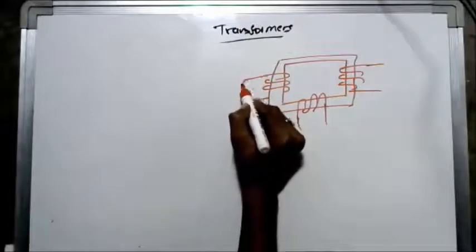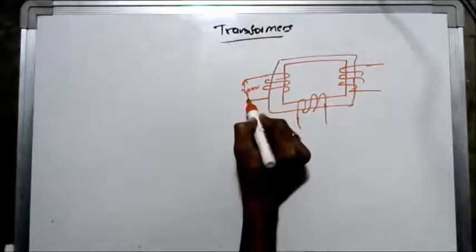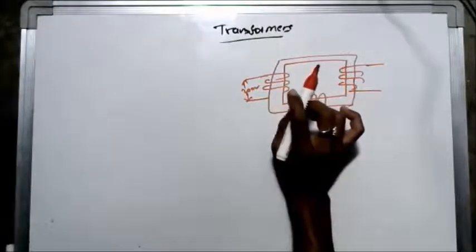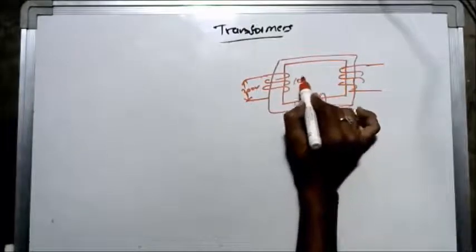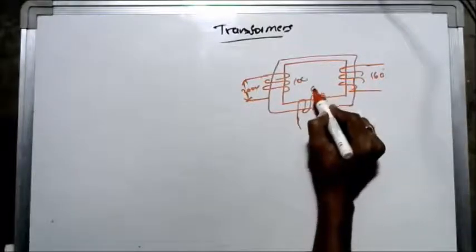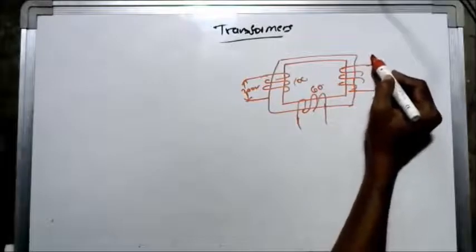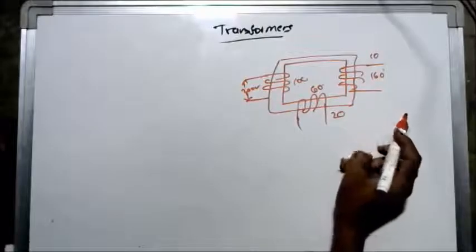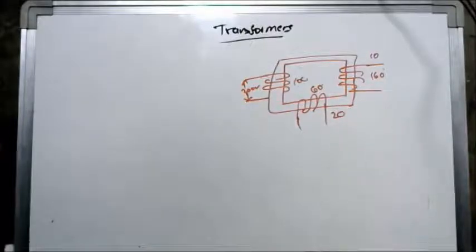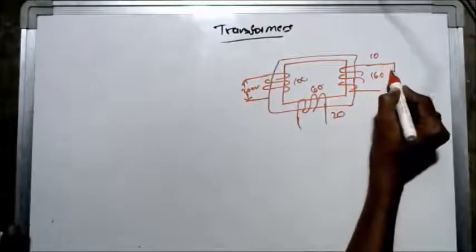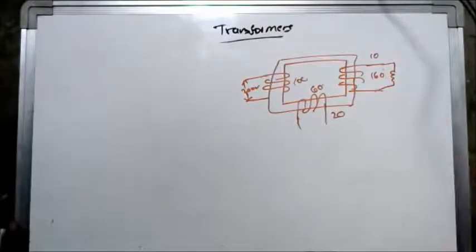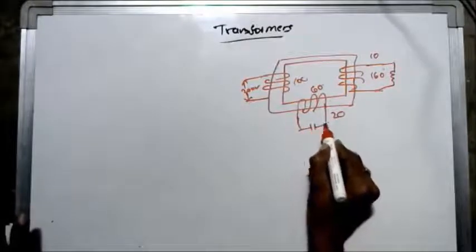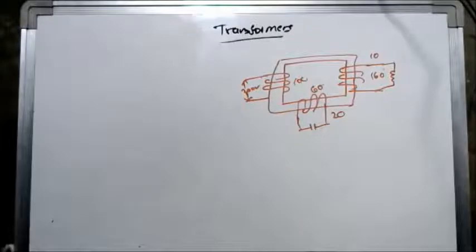Here the voltage applied is 200 volts. Here the number of turns are 100 turns, here 160 turns, here 60 turns. Here the current is given as 10 amps, here 20 amps. Now here a resistor is connected, and here a capacitor is connected. This is the given problem.